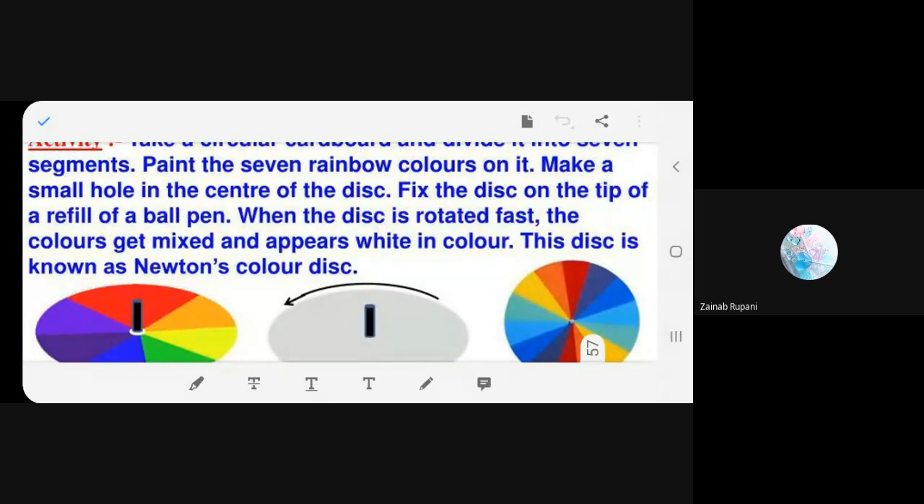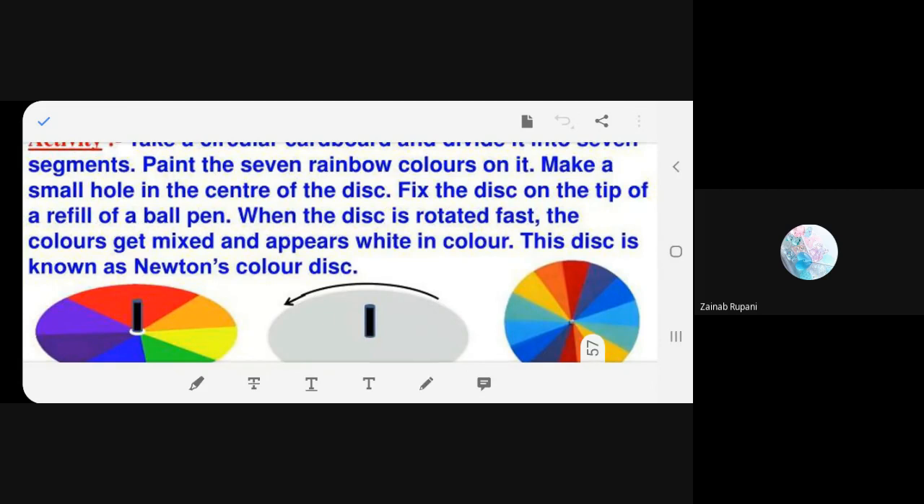When a disc is rotated fast, the colors get mixed and appear white in color. This disc is known as Newton's color disc. Yeah, I think you must have played with these, or you must have done these activities.